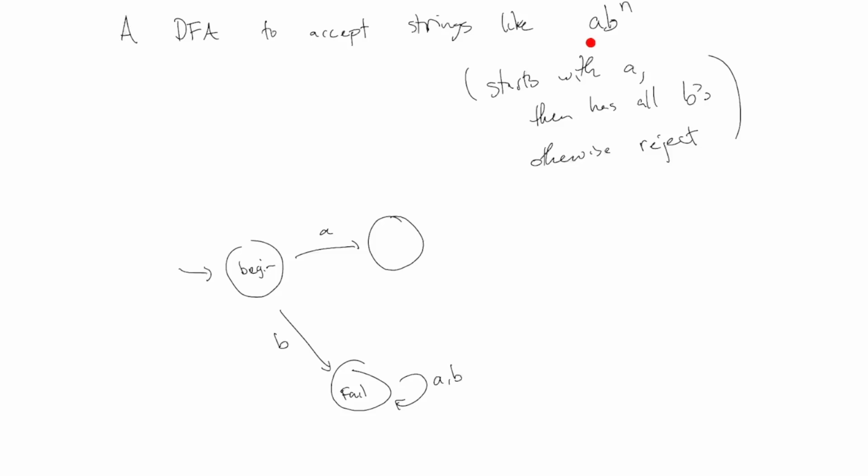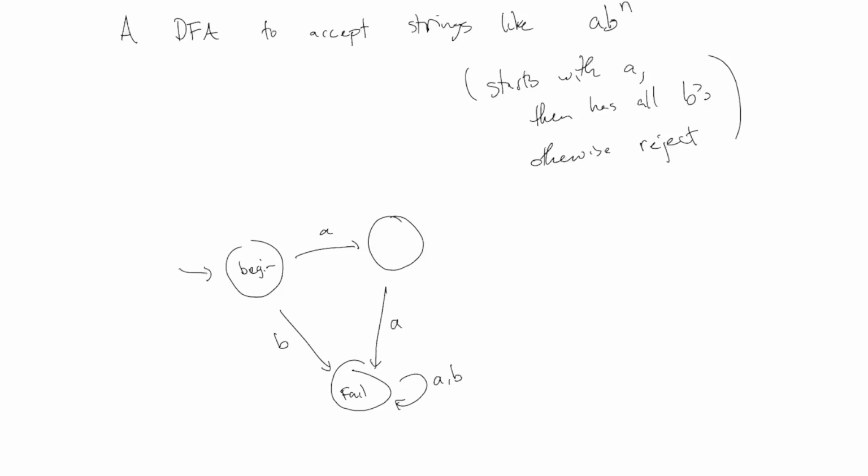Because what should be accepted is it starts with A and then has all B's. So if you see an A and then another A, that should be a failure. So I'm going to put A going down like that. And what about a B from that state? I want it to be accepted if it sees B's. Anybody got an idea?